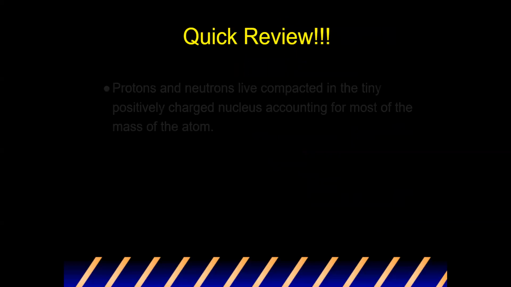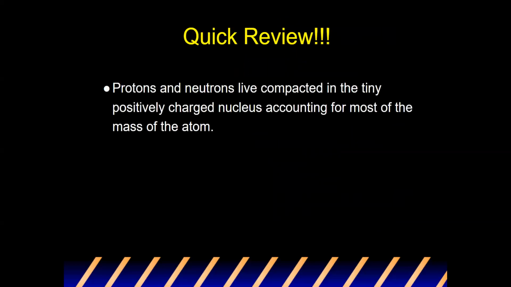All right, just a very quick review of our subatomic particles. Remember, protons and neutrons are found in the tiny, tiny, tiny positively charged nucleus. And again, even though it's small, it accounts for 99.9% of the mass. And notice that the nucleus is positively charged because you have a positive charge and a neutral charge. Put those together, your overall charge will be positive.